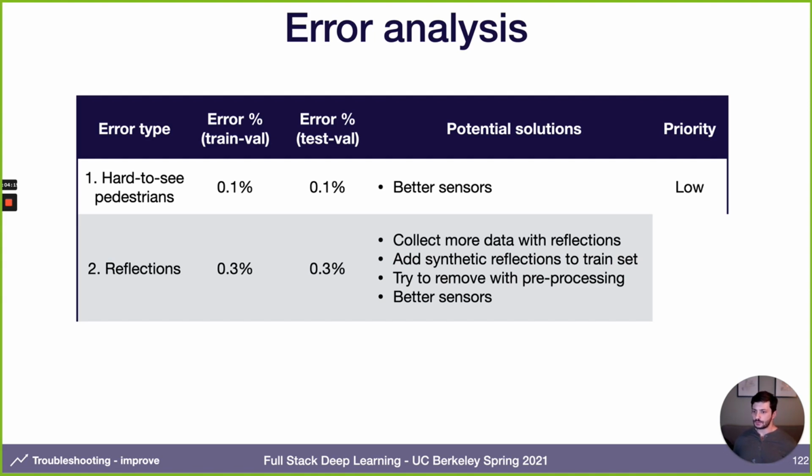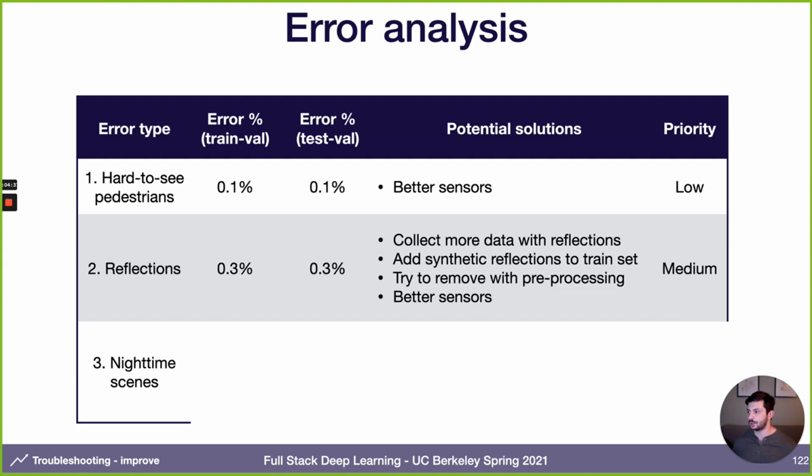So if I look at this category, it's a relatively large contributor to error both on the train validation and the test validation set. And we have some ideas about how we could deal with it without this really expensive process of adding better sensors. So I might give this a medium priority.